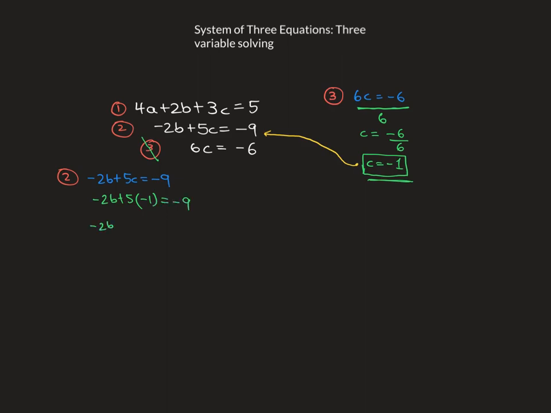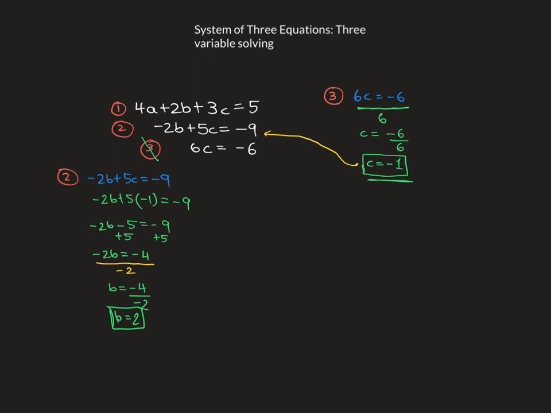Minus 2b, so 5 times minus 1 is minus 5, is equal to minus 9. Now we isolate: plus 5 on both sides of the equation. Minus 2b is equal to minus 4. And then we can just divide by minus 2. B is equal to minus 4 divided by minus 2. B is equal to positive 2.